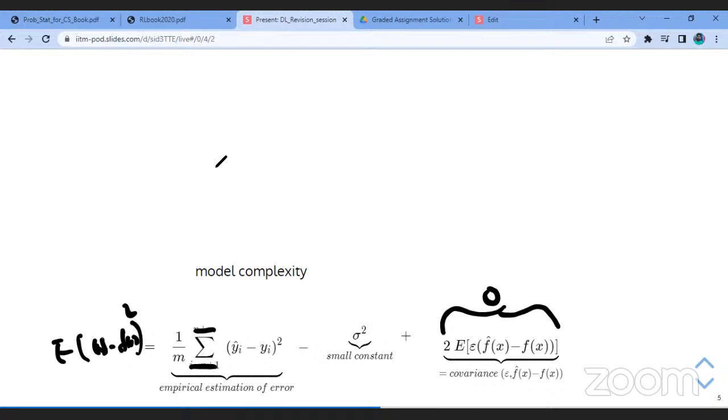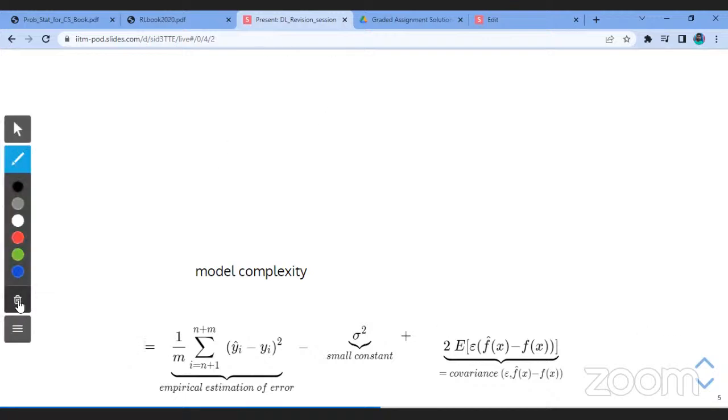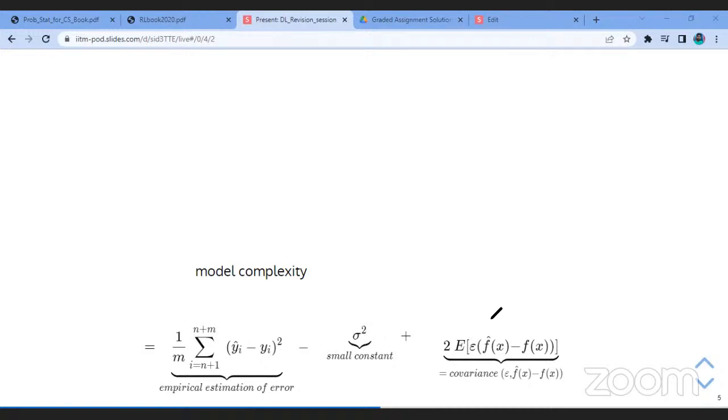So for both the training set and the test set, we see what happens, whether this factor becomes 0 or not. We can't do anything about this sigma square. It is always there for both the training set and the test set. But what happens to this covariance term for the test set and the training set? For the test set, it becomes 0. For the training set, it exists. That's why we say my training set alone does not give the true picture of my true error.